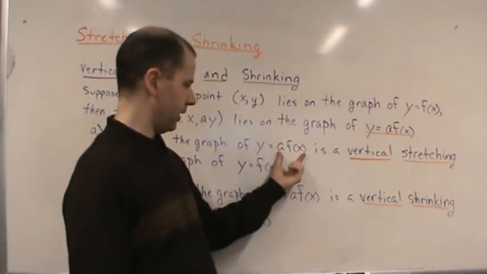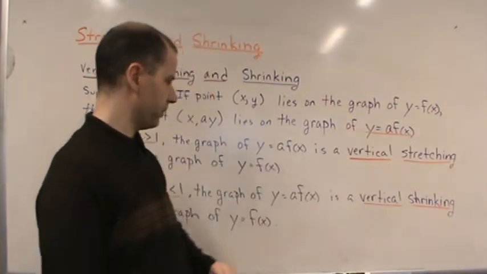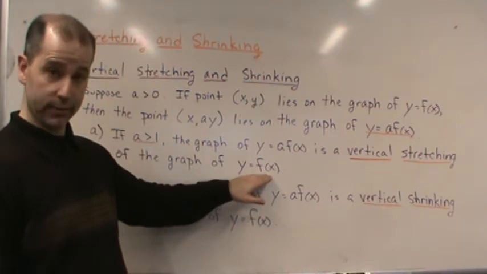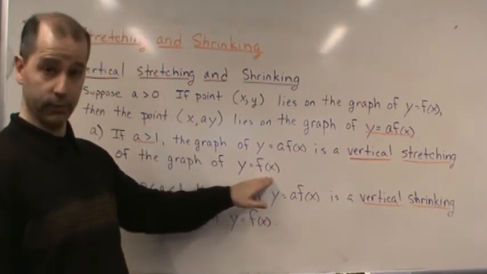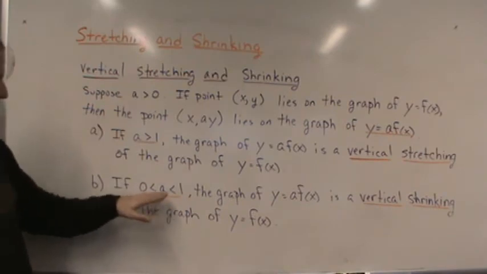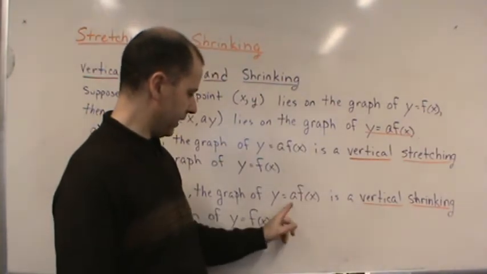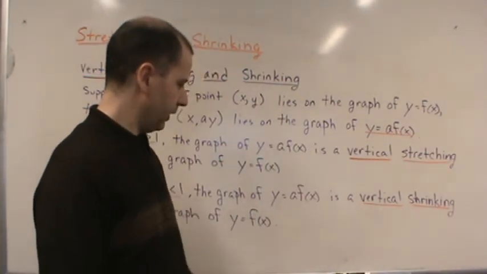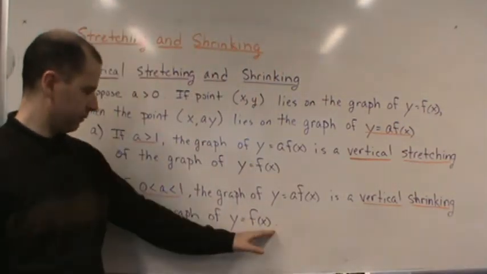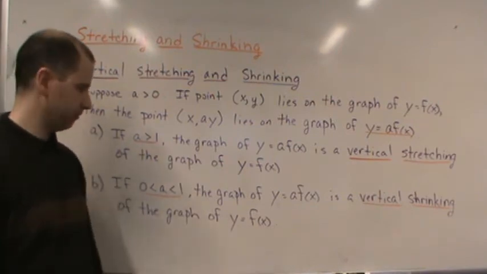a times f of x, so a is outside the function, we call that a vertical stretch of the original graph, right? Let's say our basic function, our parent function. If a is between 0 and 1, though, then the graph of a times f of x, again, we're multiplying outside the function, is called a vertical shrinking of the graph of the original basic or parent function.